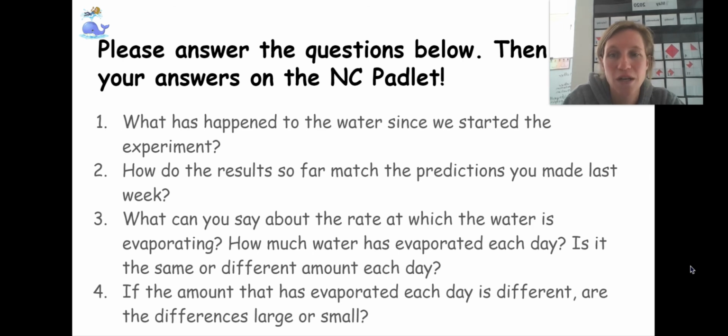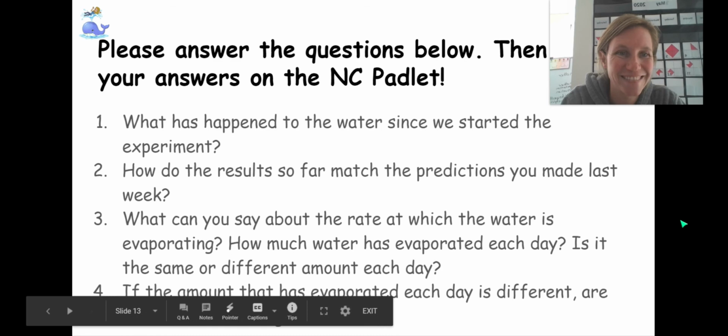My third question is, what can you say about the rate at which the water is evaporating? How much water has evaporated each day? Is it the same or a different amount? Finally, if the amount that has evaporated each day is different, are the differences large or small?